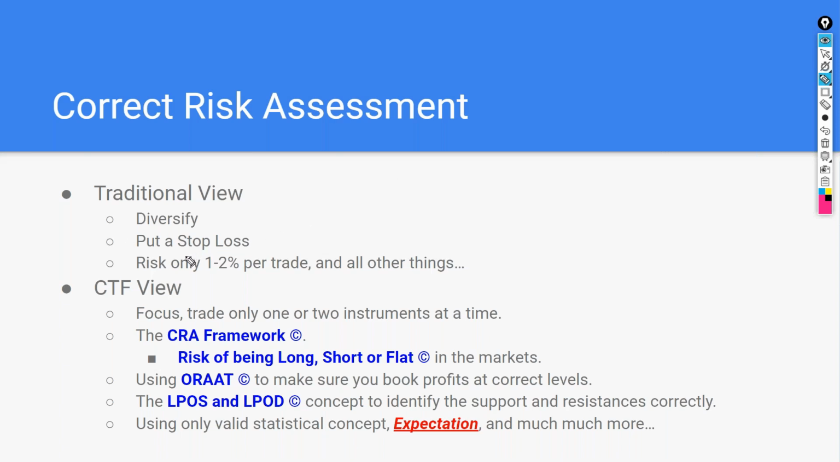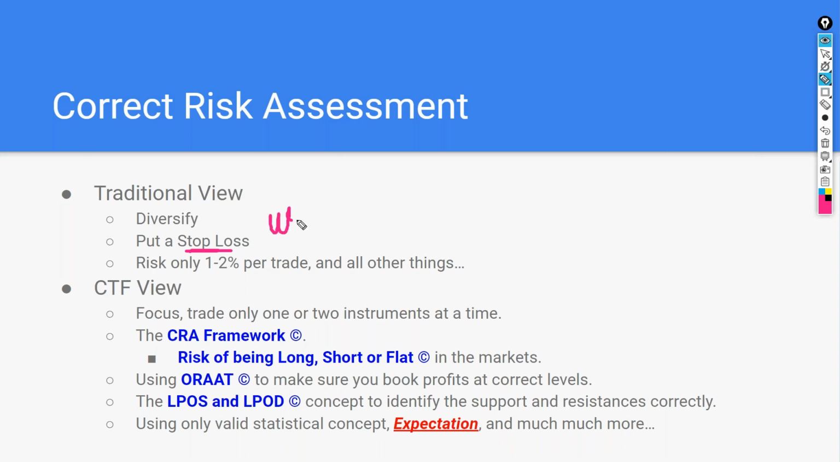Second thing is, every other mentor will tell you to do what? Put a stop loss. Do you think I trade without a stop loss? Absolutely not. I also put a stop loss. What is the difference? The difference is not where you put a stop loss.